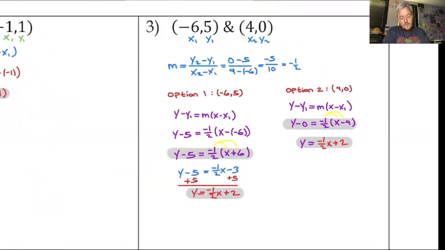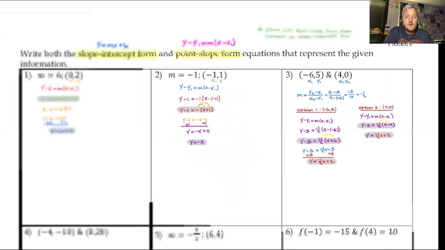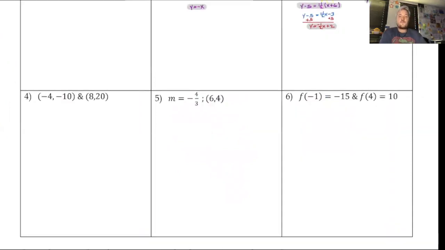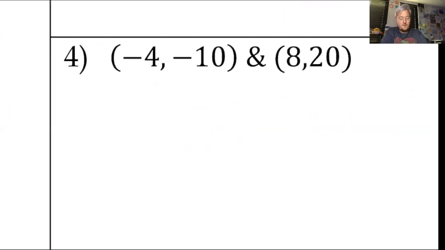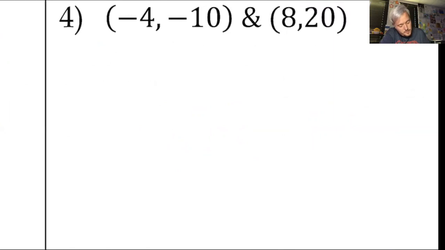As mentioned before, you only have to do one of these. You do not have to do both. This is more just to show you, no matter which one you use, you should be getting the same thing. Okay. All right, so from here on out, I'm only going to do 1 point. I'm not going to do both. All right, so for number 4, start by finding the slope.